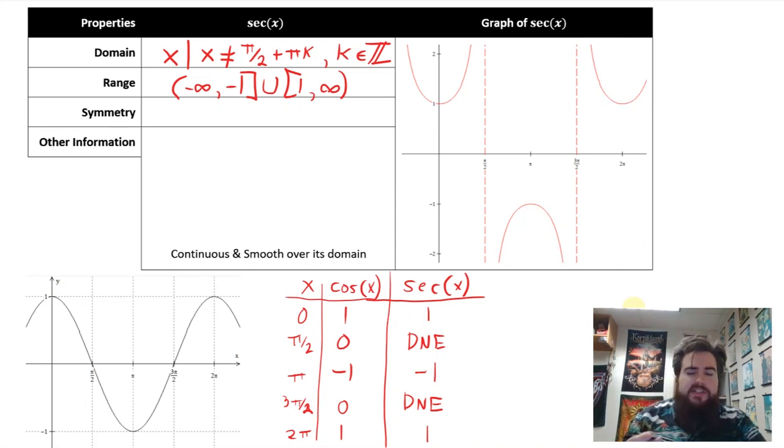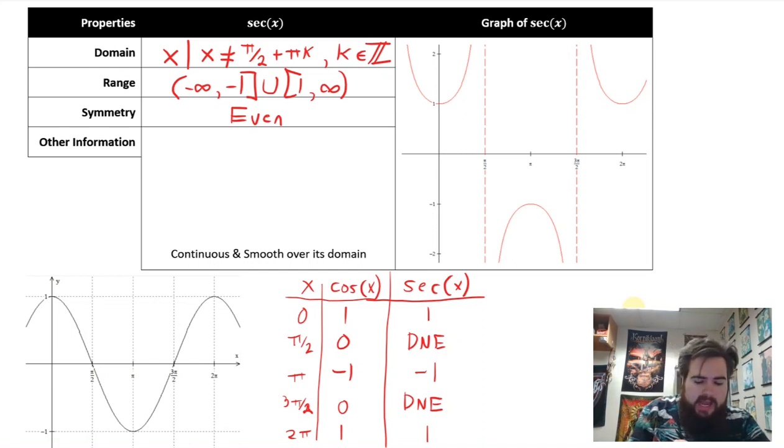The symmetry for secant is going to be the same as the symmetry for cosine, which is that it is even. That means if you have a negative input on secant, you can take that out in front of the function. In terms of other information, again, it is continuous and smooth over its domain, which does not include the asymptotes, because the asymptotes are not part of its domain.